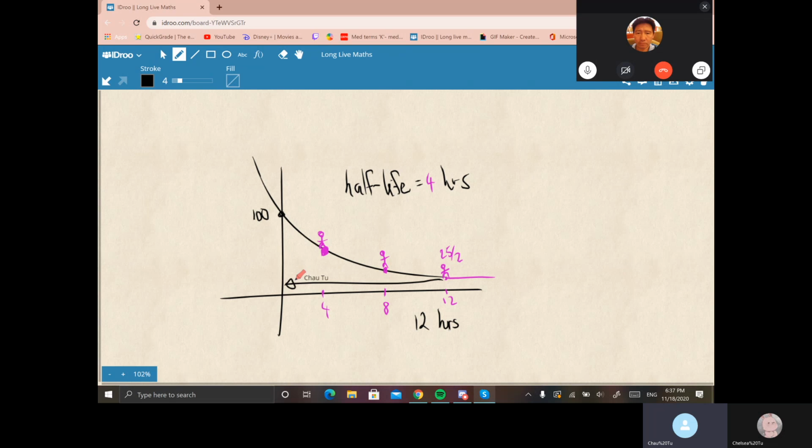I don't know how to explain this any further, Chelsea, because the half-life means you're going to lose half of your mass after 4 hours. So 4 hours, you're now at 50 kilograms, right? Right here. Another 4 hours, you're going to lose half of your mass, which will be 25 kilograms. Another 4 hours, you're going to lose half of your mass. You're going to be at 12 and a half. So the answer is 12 and a half.